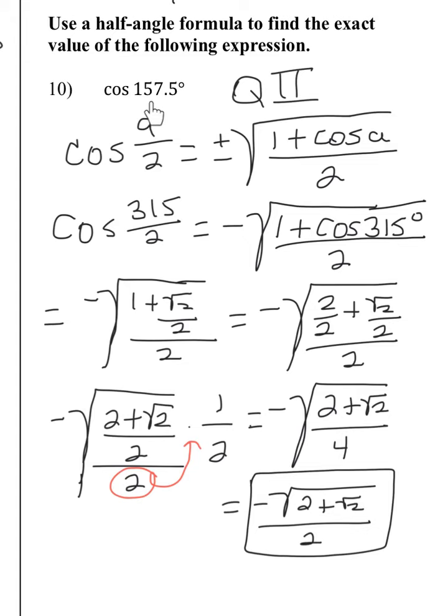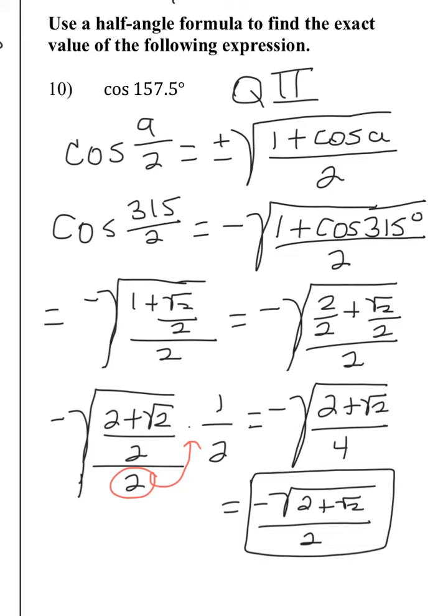Also, we need to know that this angle right here, 157.5, is in quadrant 2. So we need to keep that in mind as well. The formula is cosine of A over 2, this angle divided by 2, that's what gives us this 157.5, equals plus or minus the square root of 1 plus cosine of our angle, divided by 2. A couple things you have to decide right here. First of all, what quadrant are we in? And are we going to be positive or negative on our answer?